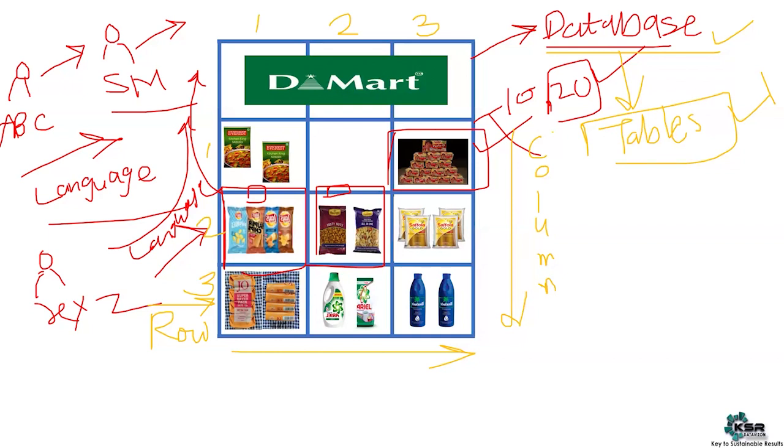Under the superstore, there are multiple racks. Every rack, assume it as a table. And under a table, there are multiple rows and columns. The information is kept in multiple rows and columns. A row is one which goes from left to right. A column is one which goes from top to bottom. So there are three rows and three columns.